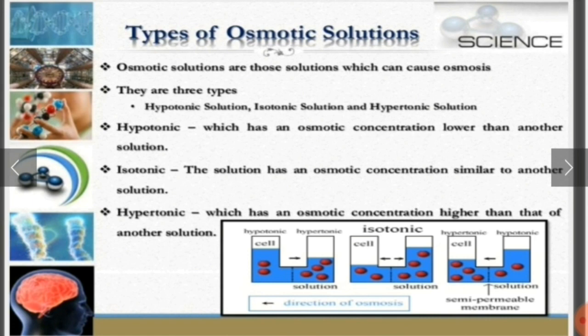Hypotonic solution has an osmotic concentration lower than another solution. The isotonic solution has an osmotic concentration similar to another. Okay, the hypertonic has an osmotic concentration higher than another solution. So down here you can have a look at the picture. With this picture you can be clear about what these three mean. The first picture indicates the hypotonic, the second one indicates the isotonic, the third one indicates the hypertonic.